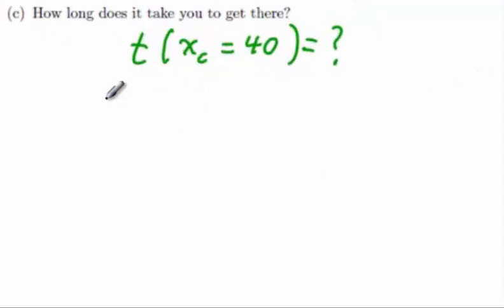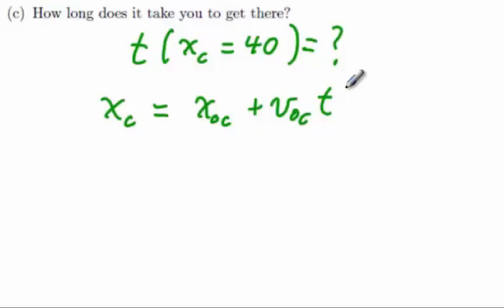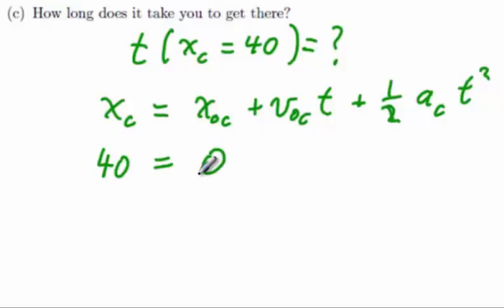The car's position as a function of time is given by x of the car is x0 of the car plus v0 of the car times time, plus 1/2 acceleration of the car times time squared. Our job is to plug in 40 for the x location of the car and solve for t. The initial location of the car is 0. The initial velocity of the car is 30 meters per second, and half of the negative 10 meters per second squared is negative 5.